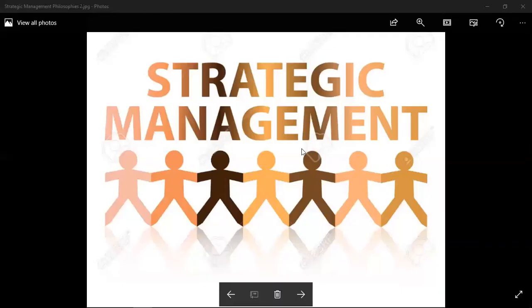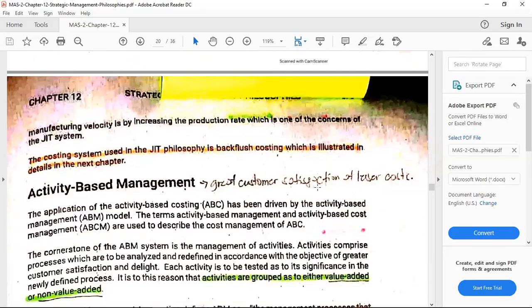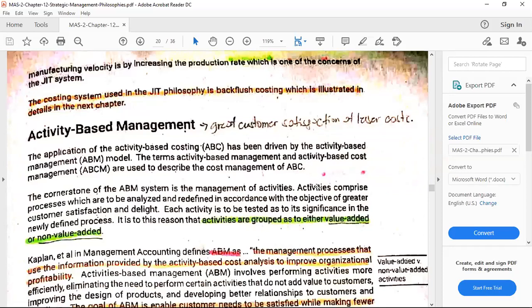Good day, everyone. This is now the second part of Strategic Management Philosophies. Before watching or listening to this video, make sure that you have already listened or watched the prior installment, which is Strategic Management Philosophies Part 1. And now let's continue. This is still the same source, that is Agamata's book of Management Advisory Services.